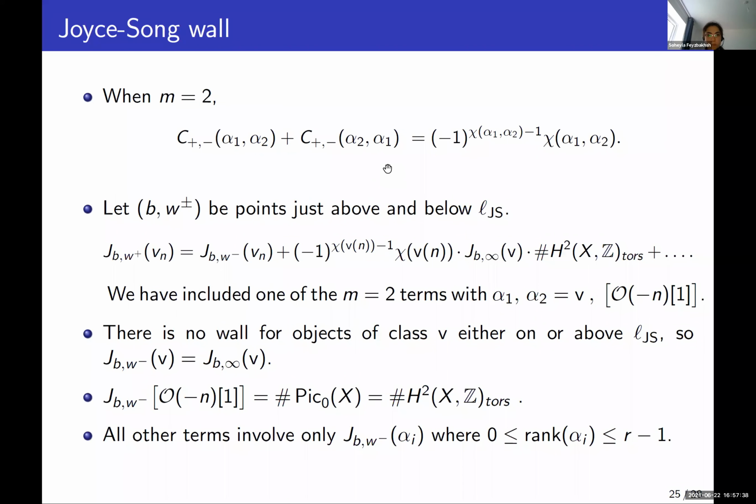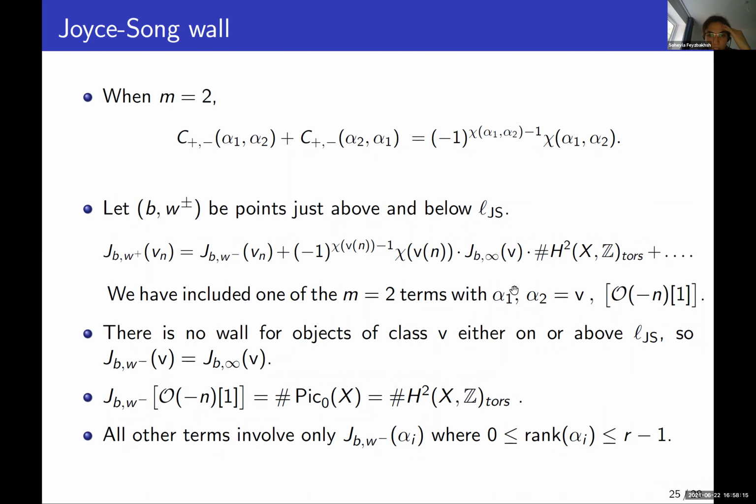Okay, so now let's apply this wall-crossing formula for the Joyce-Song wall. So assume that ν_{B,W+} and ν_{B,W-} are points just above and below the Joyce-Song wall. Here I have written one of these m equal to two terms in the wall-crossing formula, when alpha 1 is the class V and alpha 2 is the class of O(-n) shifted by 1. So the coefficient here is the one that we got from this simple argument.